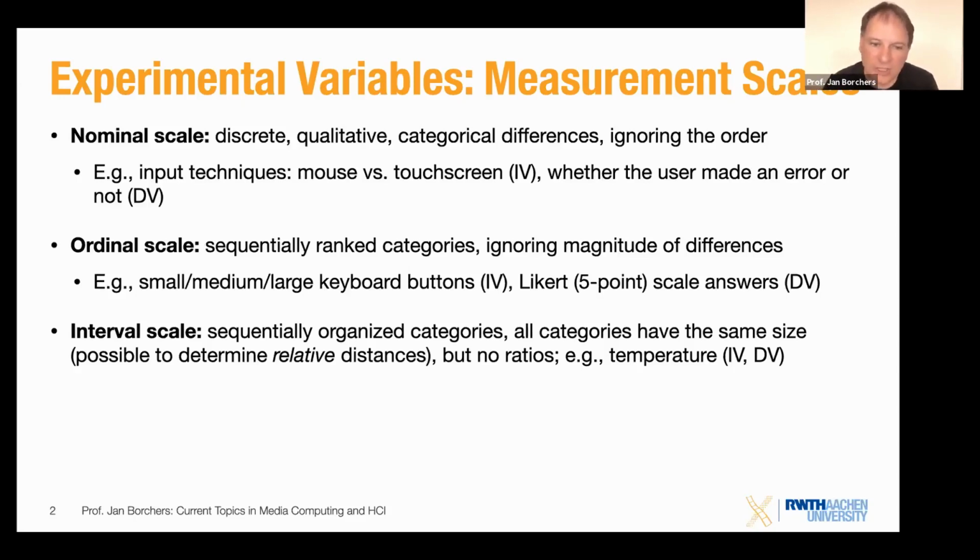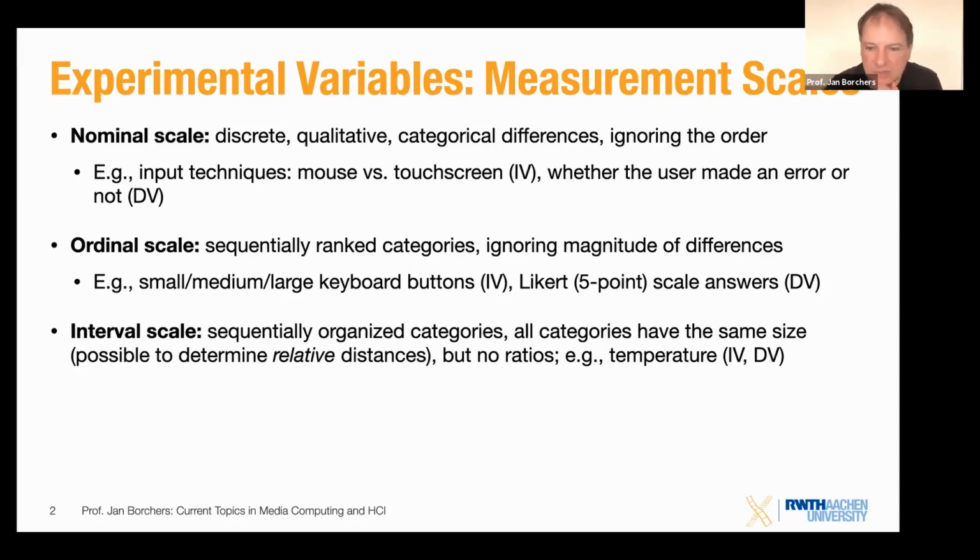So temperature is a good example of an interval scale. It's sequentially organized. All the categories have the same size. In this case, you could say 1 degree increments, for example. So you can determine relative distances, but a ratio between two values doesn't make sense.